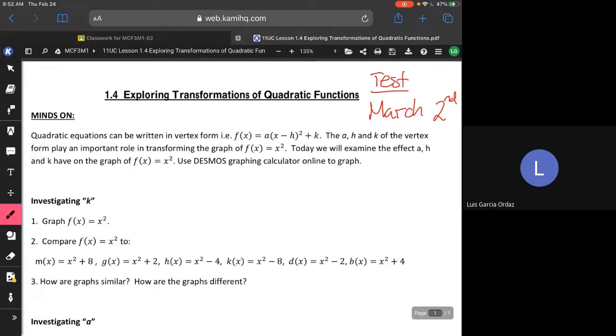So quadratic equations can be written in vertex form. So we have f of x equal to a times (x minus h) squared plus k, where a, h, and k of the vertex form are an important part in transforming the function f of x equals x squared. So when it comes to f of x equal to a times (x minus h) squared plus k, does anyone remember what h and k represent on the graph? What does h and k represent? It represents x and y, but it represents a specific point on the graph.